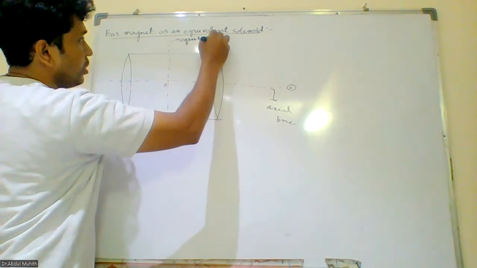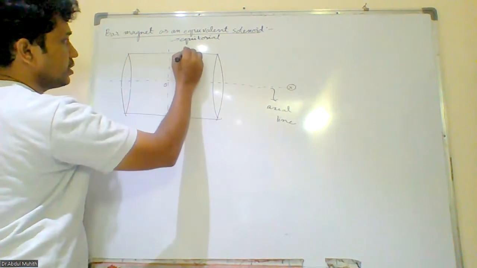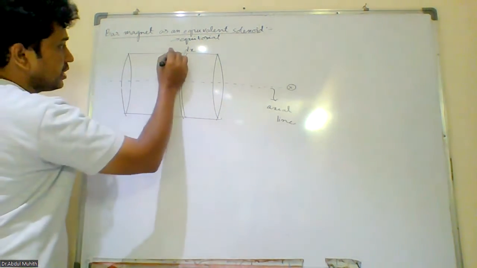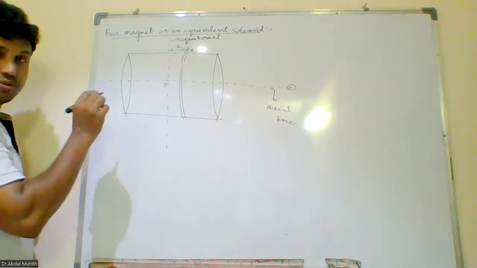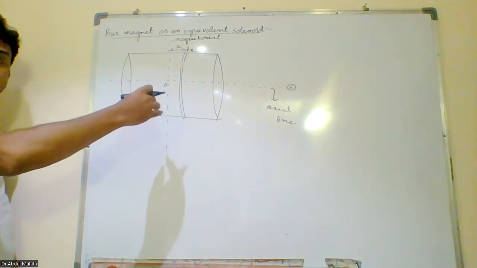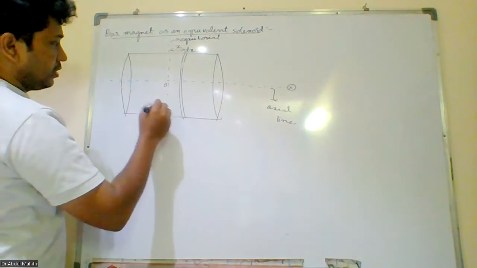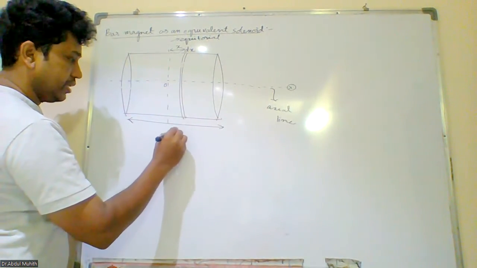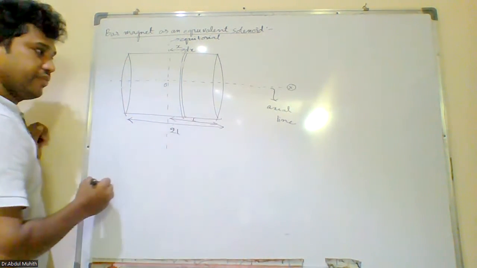Now, quickly tell me, what is the small element? This is dx. And what is this one? This one is x, from the center to the element. This is a current element, if I say that current is flowing through it. Clear? Now, the length of the bar magnet is how much? 2L. And this one is L.